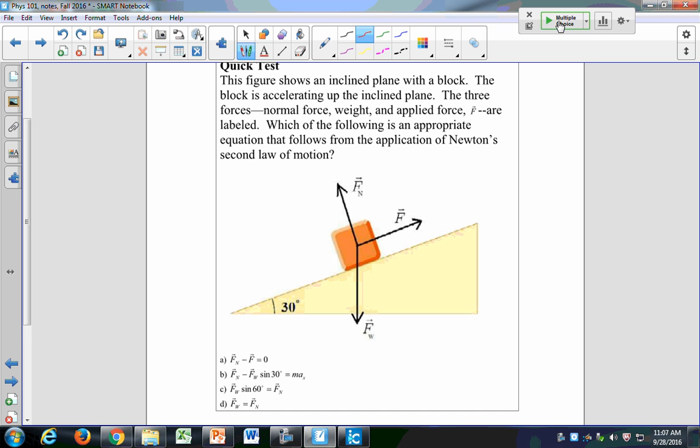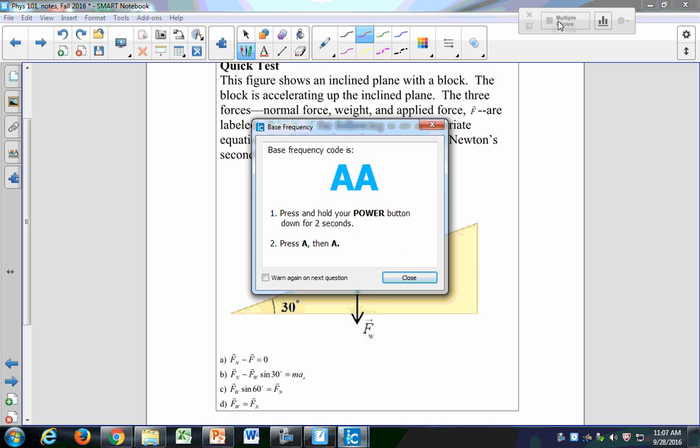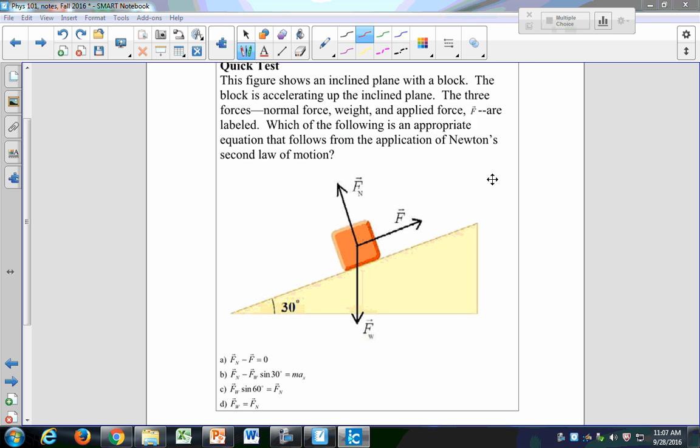All right, let's try this. This is a block on an inclined plane. The block is accelerating up the inclined plane, it says. And I want to know which of the following equations will follow from the application of Newton's second law.